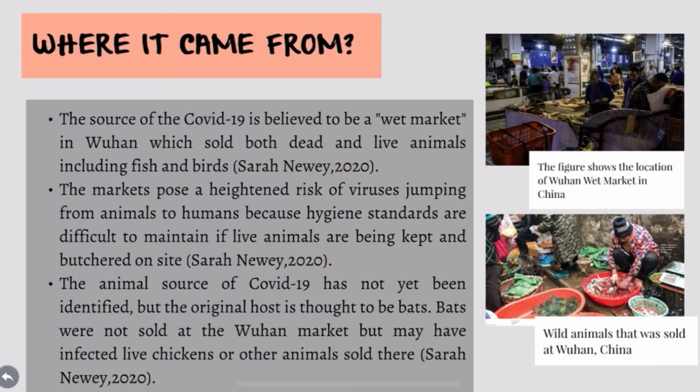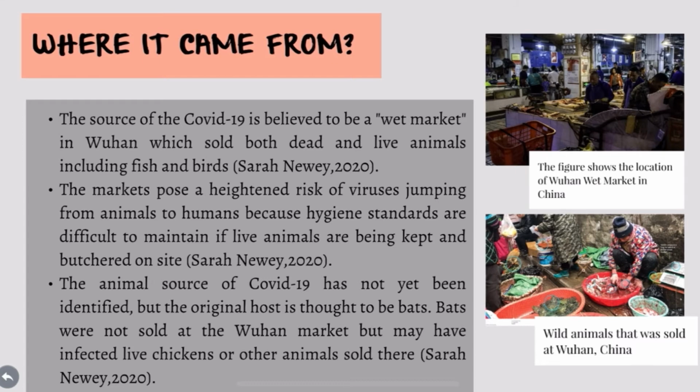So, where did the virus come from? According to Sarah Nui, the source of COVID-19 is believed to be a wet market in Jianghan District, Wuhan, Hubei, China, which sold both dead and live animals, including fish and birds. It is also called the Huanan Seafood Wholesale Market. The market gained media attention after being identified as a possible point of origin of COVID-19 and the resulting pandemic. The market was closed on 1st January 2020 for sanitary procedures and disinfection.